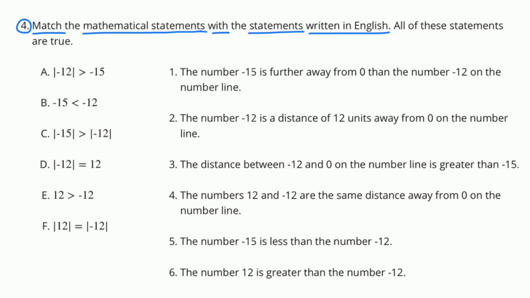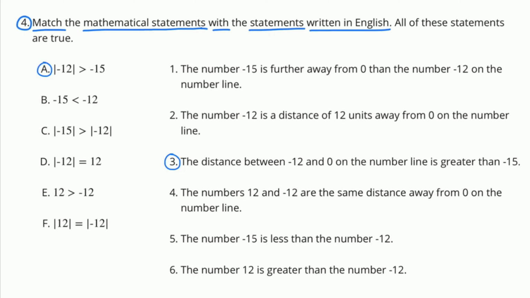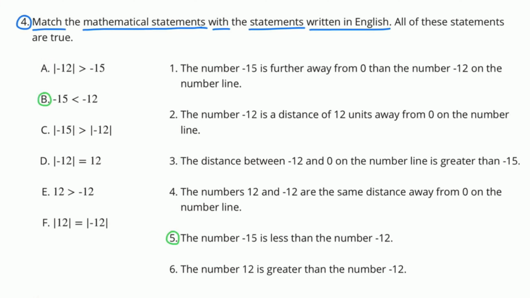Number 4. Match the mathematical statements with the statements written in English. All of these statements are true. A. The absolute value of -12 is greater than -15. That matches with 3. The distance between -12 and 0 on the number line is greater than -15. B. -15 is less than -12. That matches with number 5. The number -15 is less than the number -12.